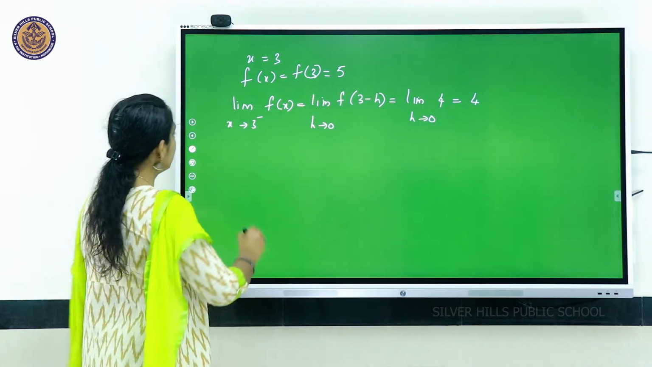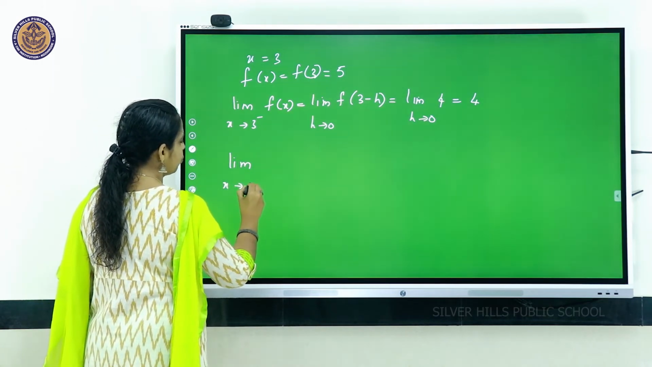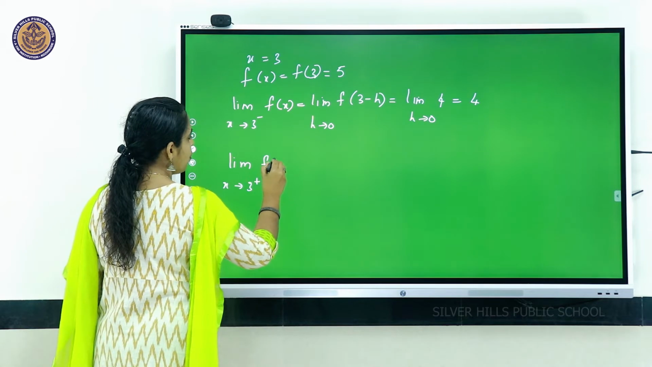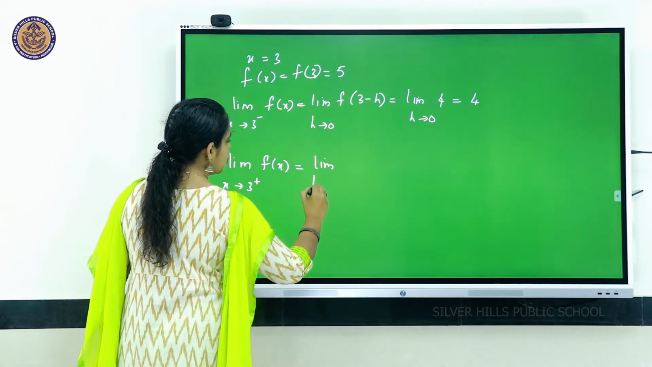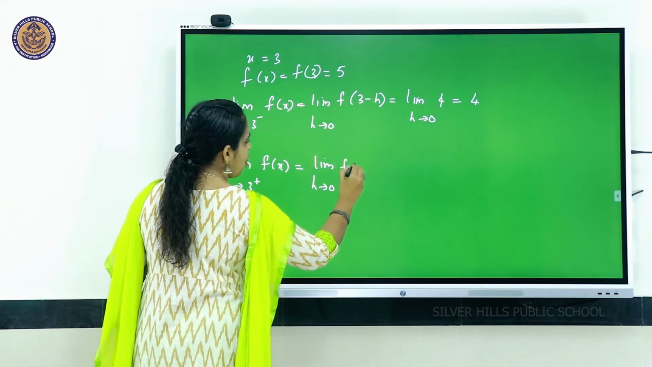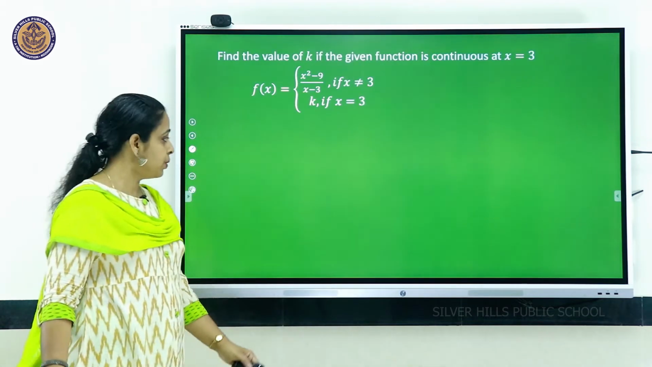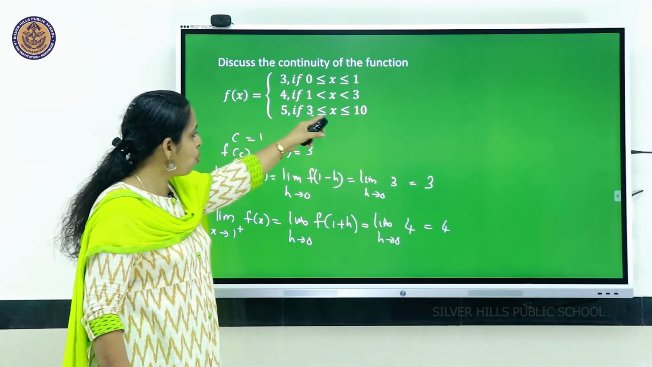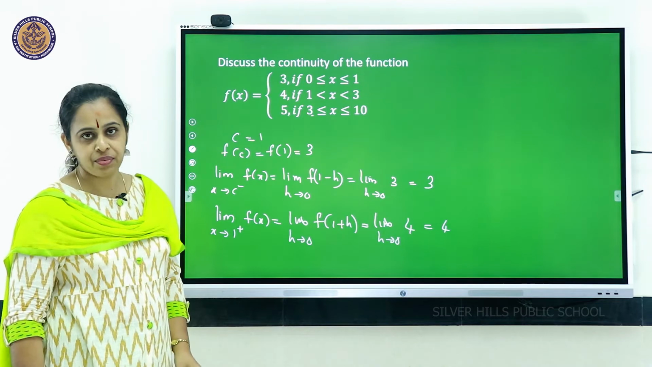Clear? Right hand limit, limit x tending to 3 plus f of x, limit h tending to 0, f of 3 plus h. When x is more than 3, the value is 5.